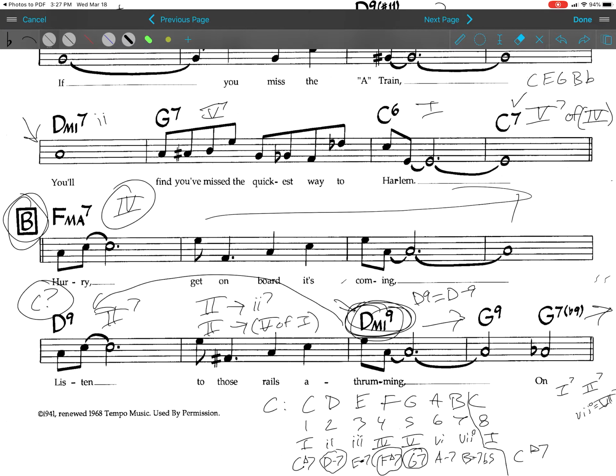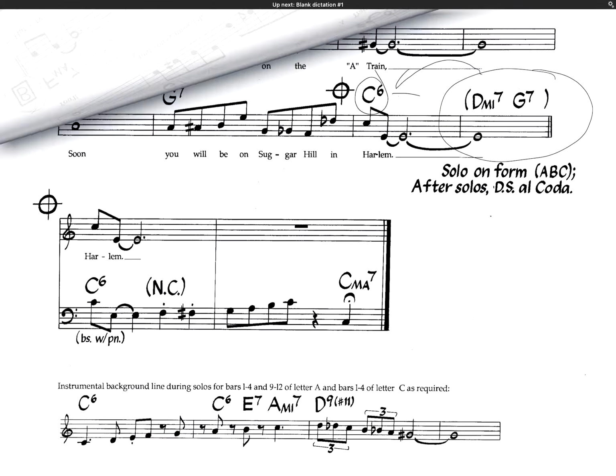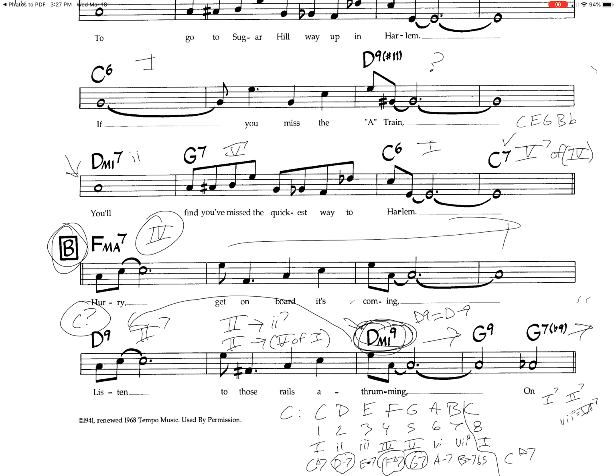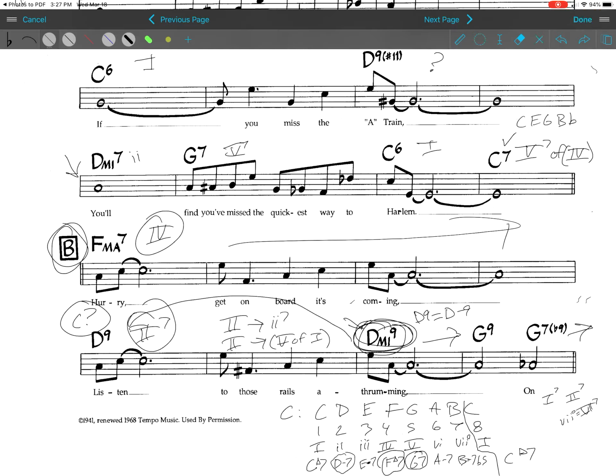Comes D9. See how the song's not done yet? But once I do this, it wants to go to C again. And sure enough, C is probably what we have on the next page. Bam! Great. So we have dominant 2 going to minor 2 here.